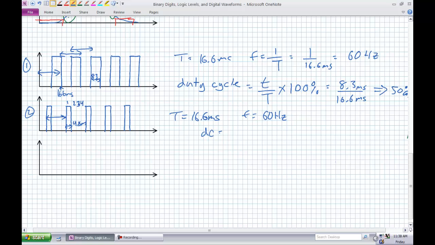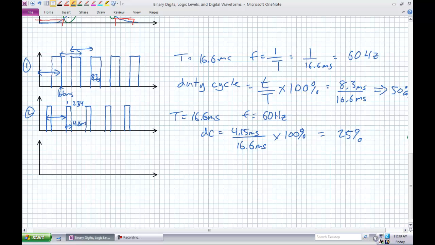The duty cycle for wave 2 is the pulse width, 4.15 milliseconds, divided by the period, 16.6 milliseconds, times 100%. What do you get? Oh my gosh, 25% duty cycle.